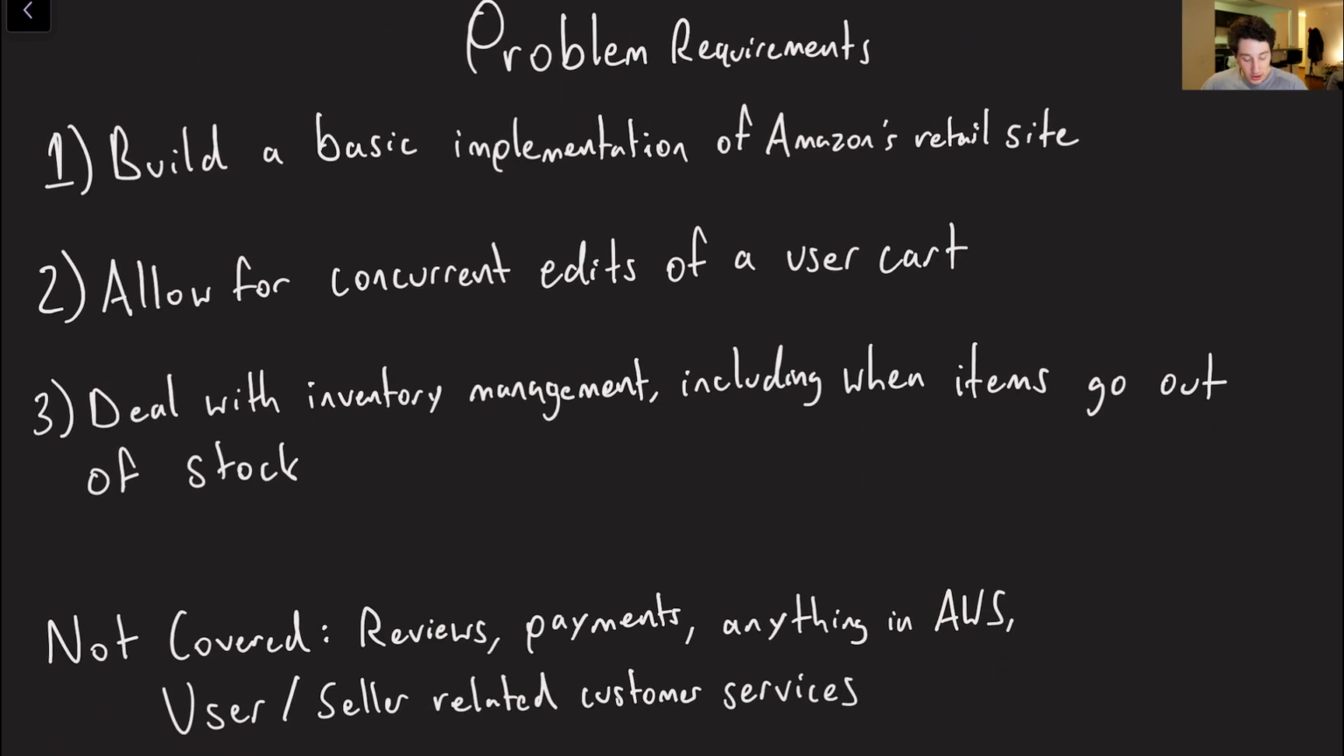Cool. Let's talk about some problem requirements. The main things to do here are we obviously just want to build some pretty limited feature set of Amazon's retail site, which at least as far as I'm concerned, what's hard to build or what's worth building for the sake of this video is going to be the cart service, basically dealing with inventory management, dealing with when items go out of stock, and just in general making everything fast and scalable.